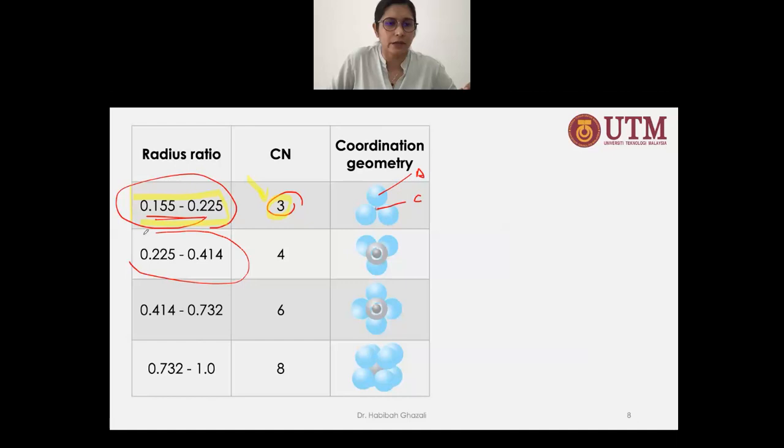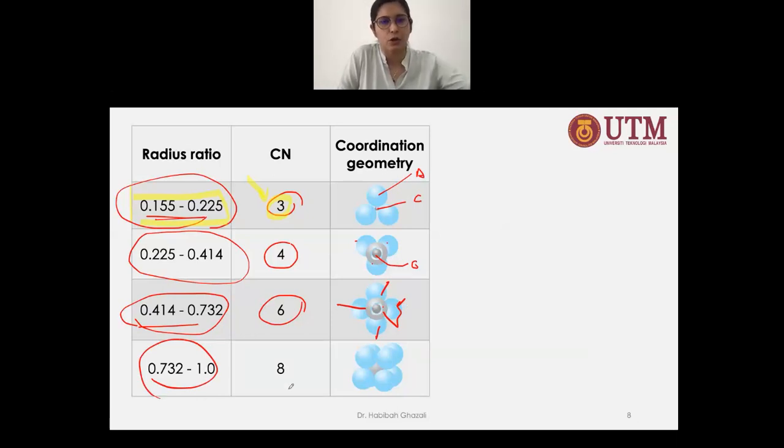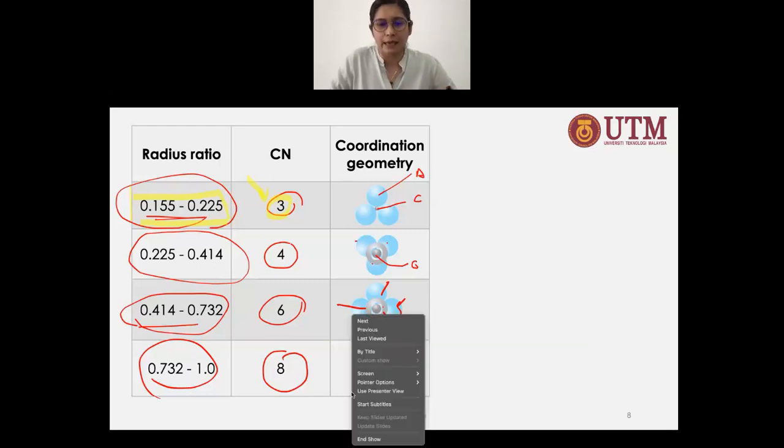If the radius ratio is in this range, this material will have coordination number four, meaning the cation has four neighboring atoms surrounding it. And so on, if the radius ratio between the cation and the anion is in this range, this cation will have six neighboring atoms. So it has one atom, two, three, four, five, and one at the back. Again, within this radius ratio, the coordination number for the cation is eight different anions surrounding that one cation.